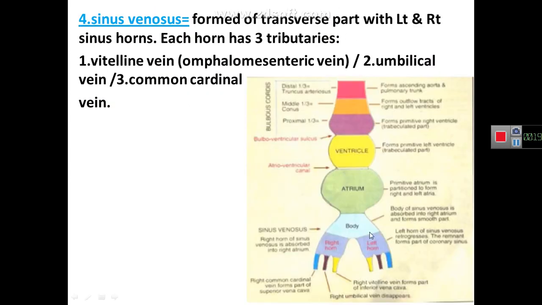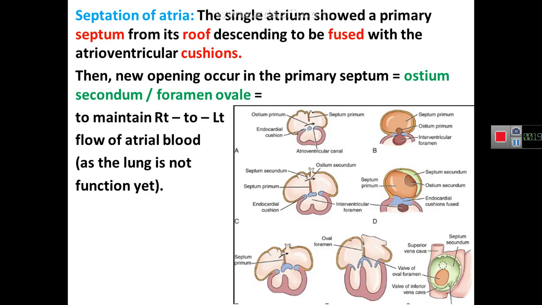As you know, the atrium is first a single atrium that will divide into right and left. From the single atrium, there will be a septum that descends from its roof. This septum is called the primary septum, or septum primum. It will descend downward, dividing the common atrium into right and left. When it descends, this primary septum will fuse with a tissue that is formed between the atria and ventricles called the atrioventricular cushions.